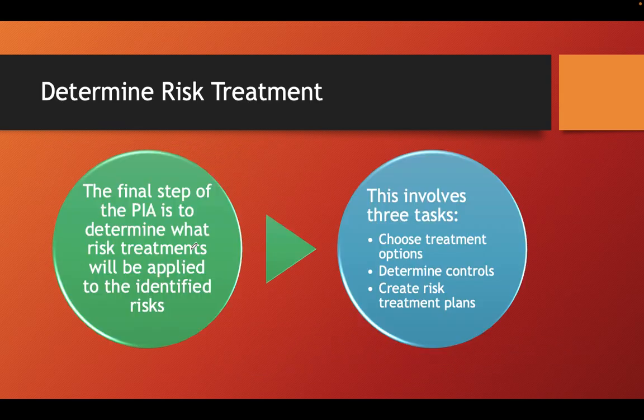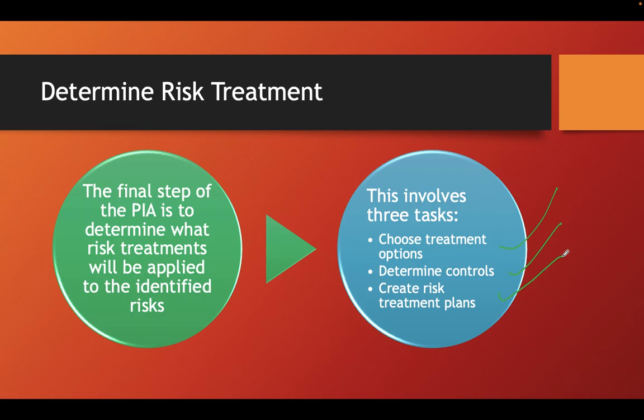Determine risk treatment. The final step of the privacy impact assessment is to determine what risk treatment will be applied to the identified risk. This involves three tasks. First, you have to choose the treatment option. Second, you have to determine the control, and third, you have to create the risk treatment plans.